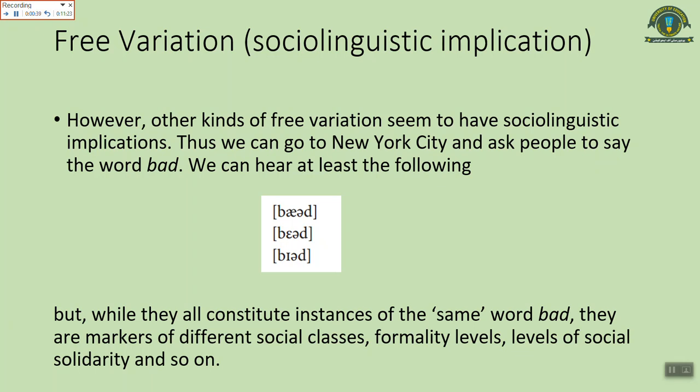Now here you can see that it is a sort of dialectal variation. However, other kinds of free variation seem to have sociolinguistic implications. Thus we can go to New York City and ask people to say the word bad. We can hear at least the following, and you will see that people will pronounce this one word differently. They can pronounce it either like bad, bird, or beard. So there may be different variation.